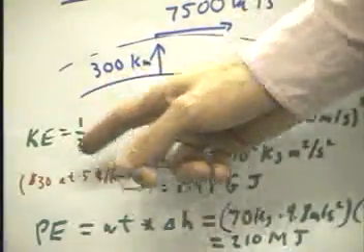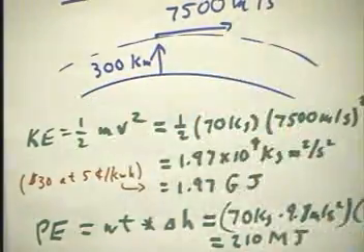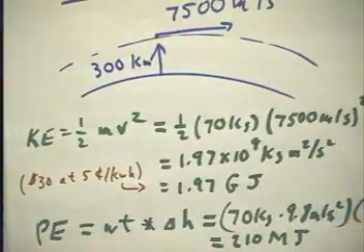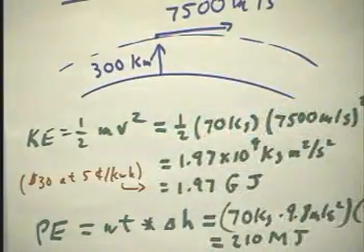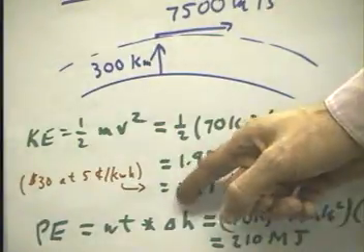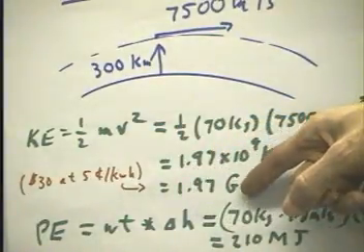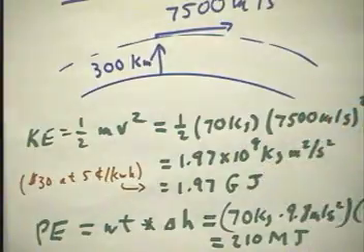First of all, the kinetic energy, of course, is 1/2 mv squared. M is the 70 kilogram mass and v is the 7,500 meters per second. And it's a straightforward calculation. We end up with 1.97 billion joules, or 1.97 gigajoules.